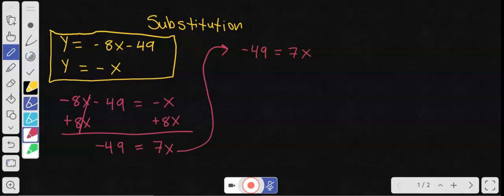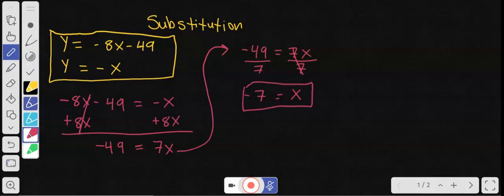Now that you have negative 49 equals 7x, it's really interesting now. So the next step you do, you would divide by 7 on both sides. Okay? Then x will equal negative 7, because a negative integer divided by a positive integer is always a negative integer. Okay? So our x is negative 7.